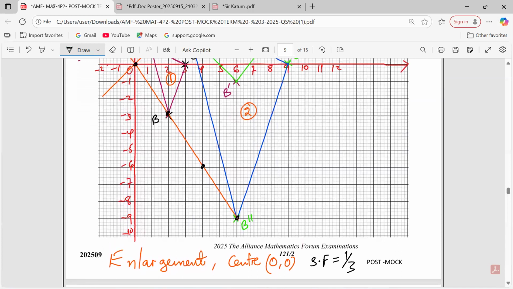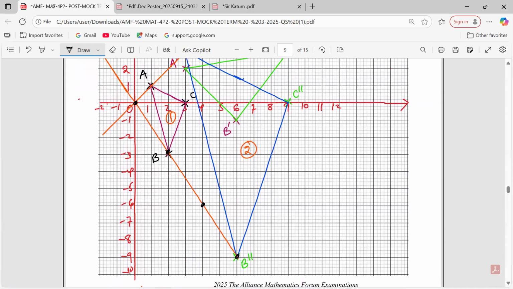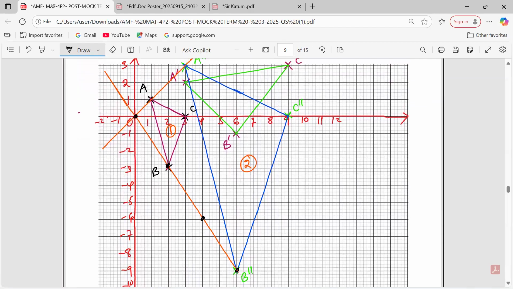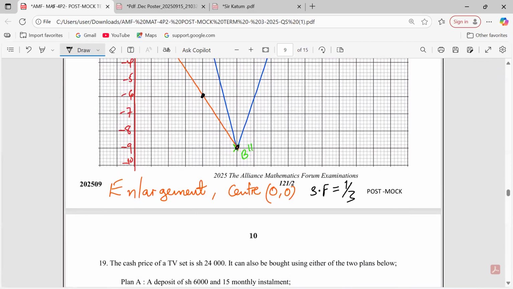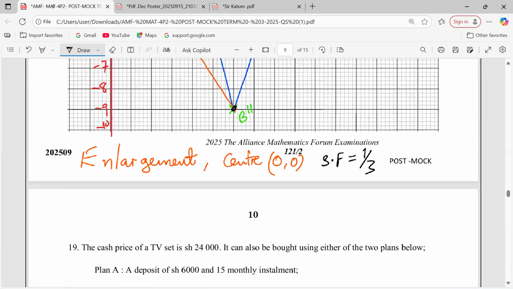If it was mapping 1 to 2, it would have been a positive scale factor of 3. But now that it is 2 being mapped onto 1, then it's a third. A very good question. This is now a third.